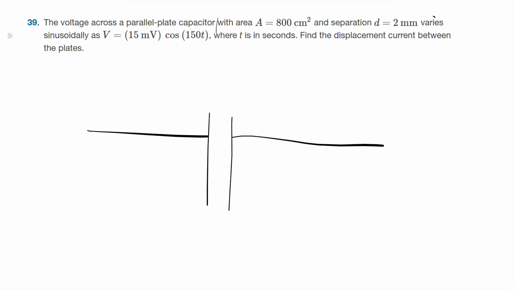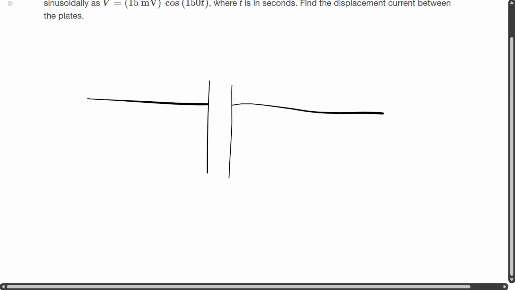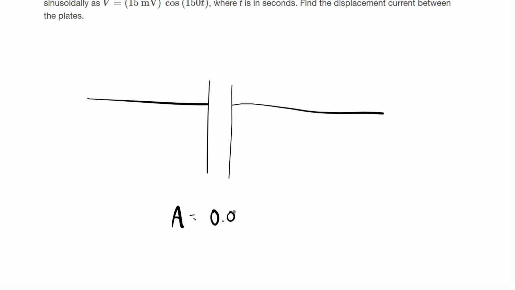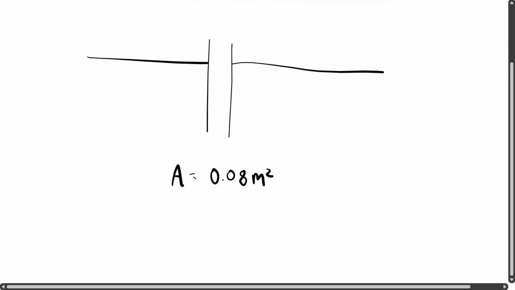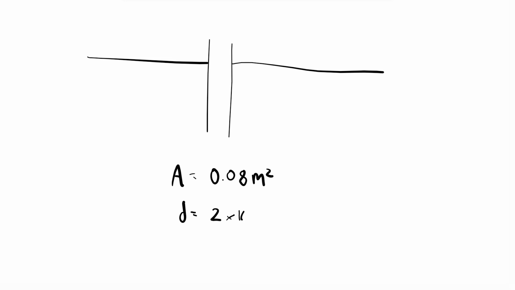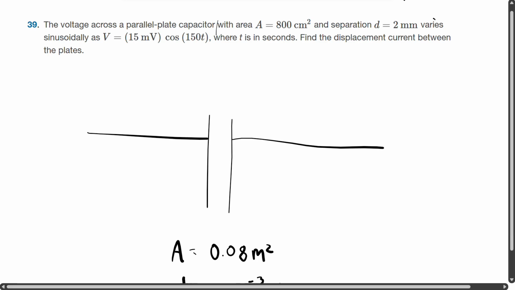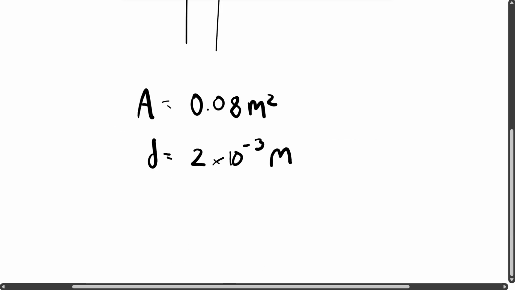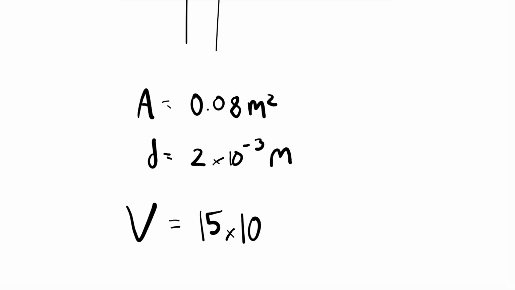Great. Let's continue. Area is equal to 800 centimeters squared. Okay, let's convert into SI units: 0.08 meters squared. Separation is 2 millimeters. D is equal to 2 times 10 to the minus 3 meters. All right. And we have a function for voltage.